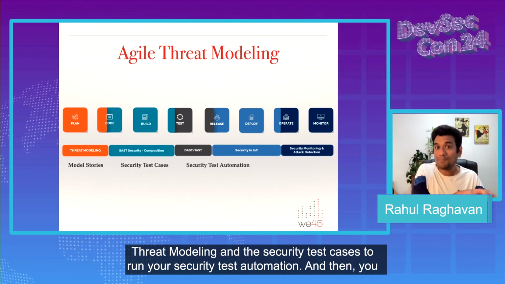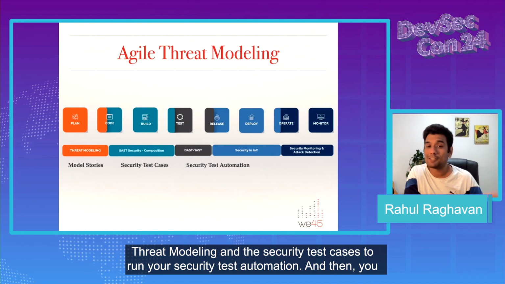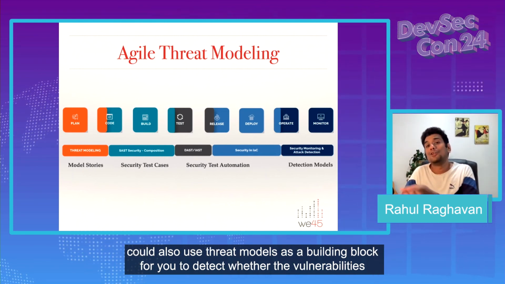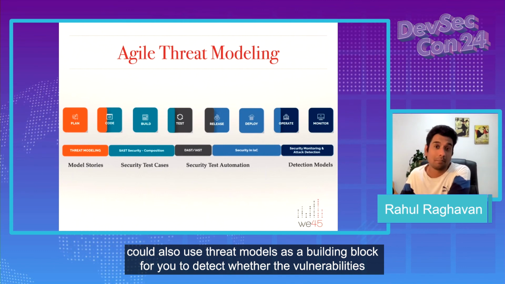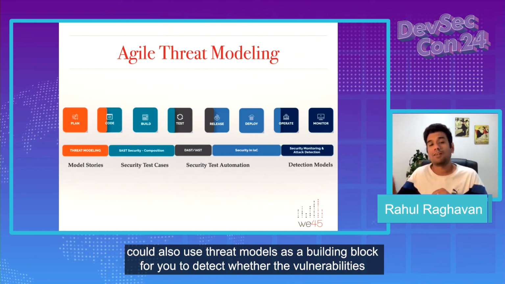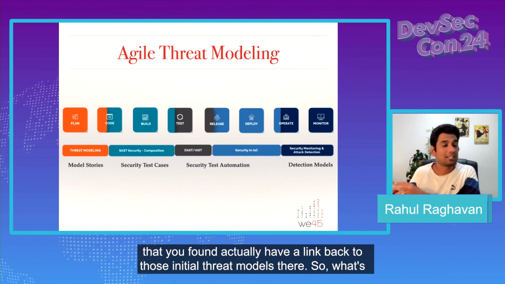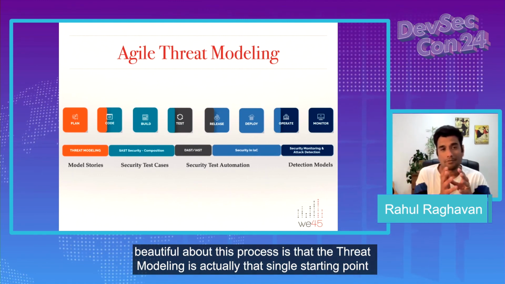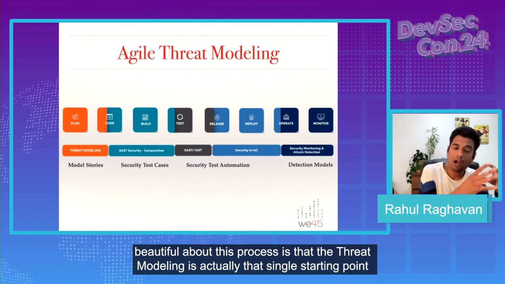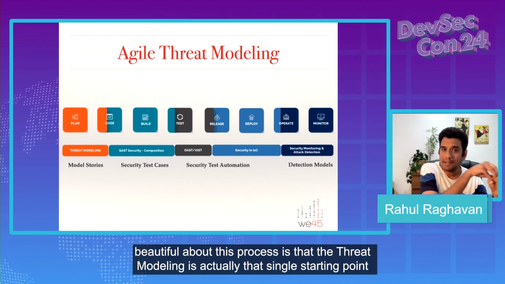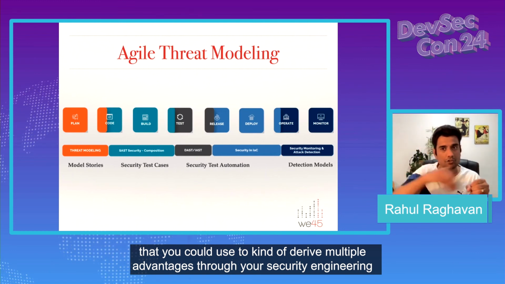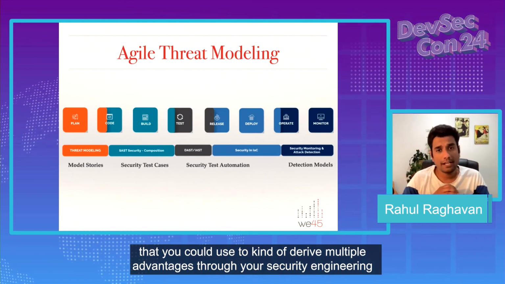You could use the same threat models and the security test cases to run your security test automation. And then you could also use threat models as a building block to detect whether the vulnerabilities that you found actually have a link back to those initial threat models. So what's beautiful about this process is that threat modeling is that single starting point that you could use to derive multiple advantages through your security engineering processes.